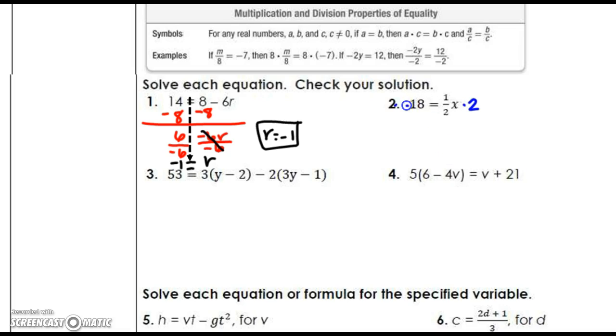And whatever we do to one side, we have to do to the other. So 1/2 times 2 gets you 1 or cancels out there. And 2 times 18, 36.